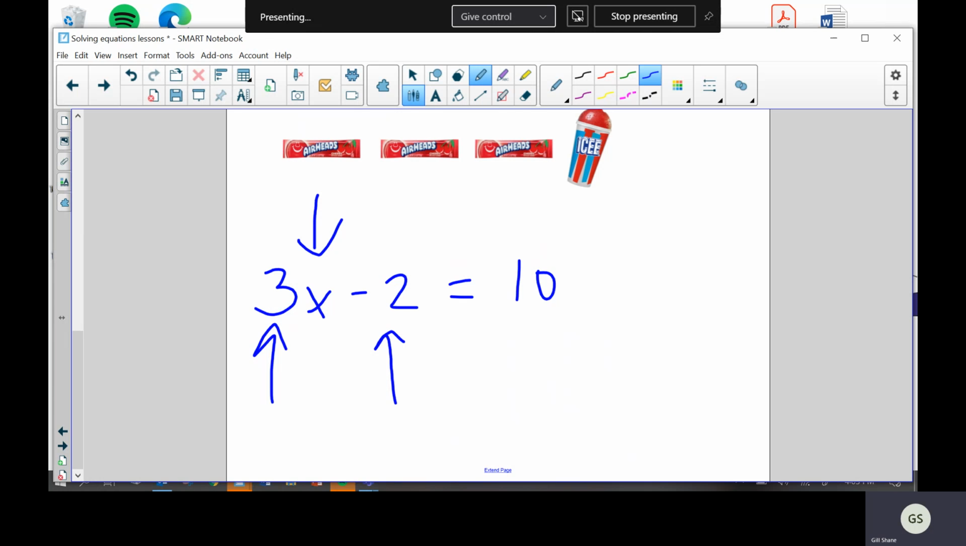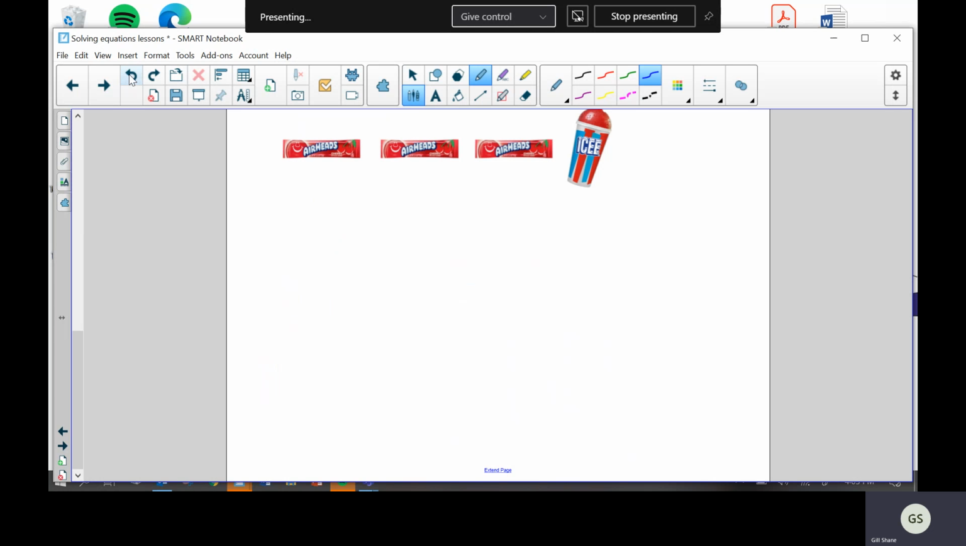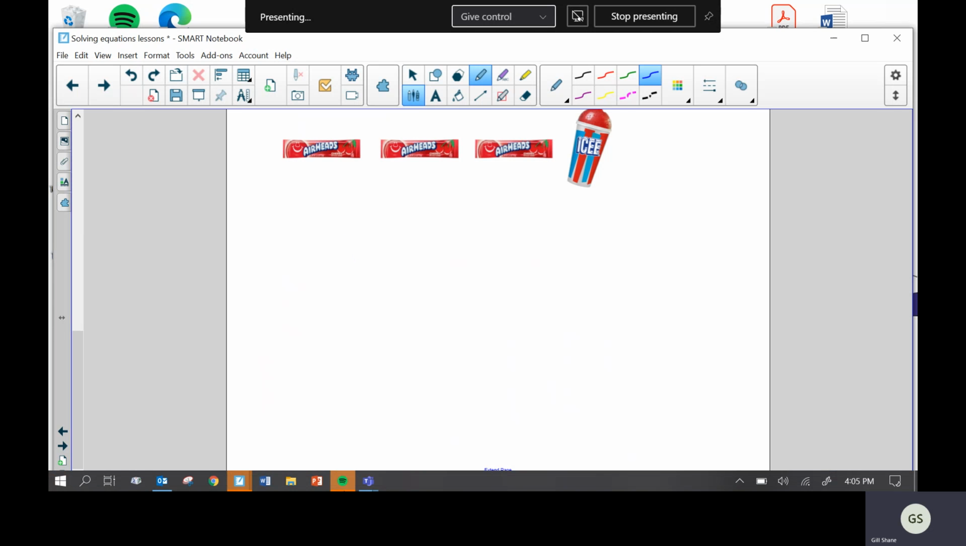So the rule behind this equation that allows me to solve it is that I know that this left side, I'm going to get rid of some of this stuff. Oh, why is this not working? Oh, man. Shoot. All right, I'll write it again. 3x subtract 2 equals 10.